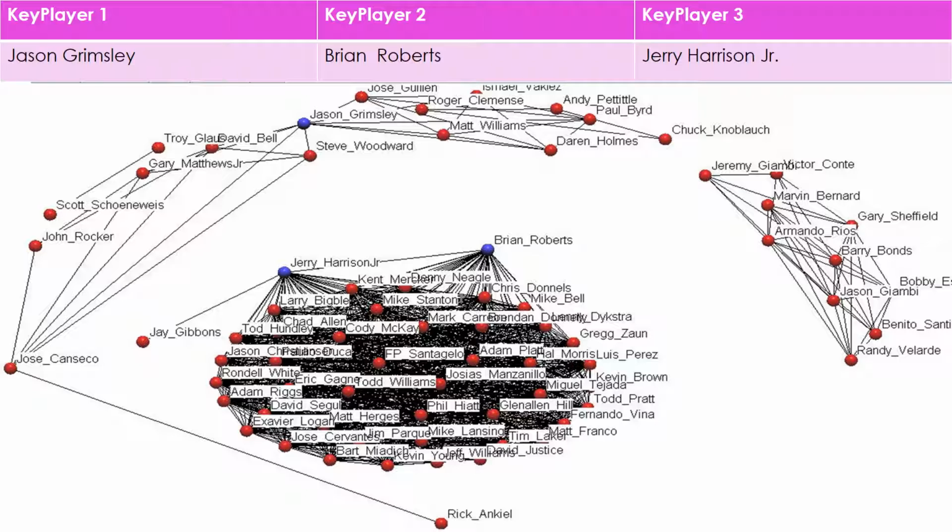So as you can see, Jerry Harrison Jr., Brian Roberts, and Jason Grimsley, all three of them are blue nodes, while the rest of the nodes are red. So that shows that within this network, they're the three that have the bad influence. They're connected to the other nodes, and I believe that removing them would have a positive effect on the network.